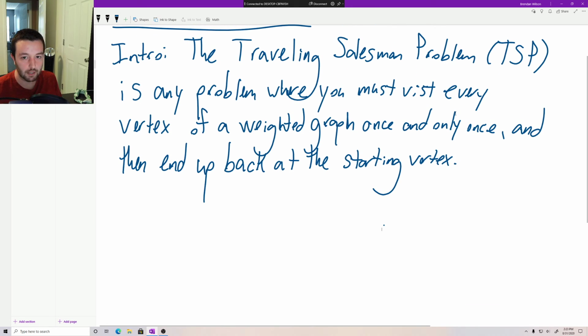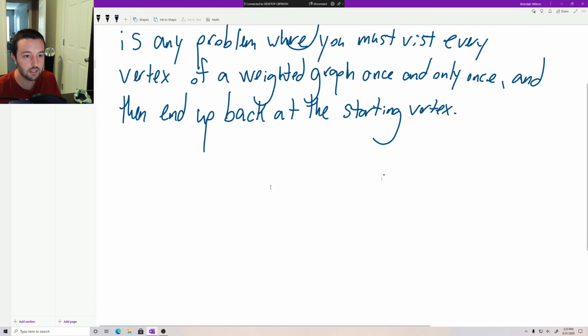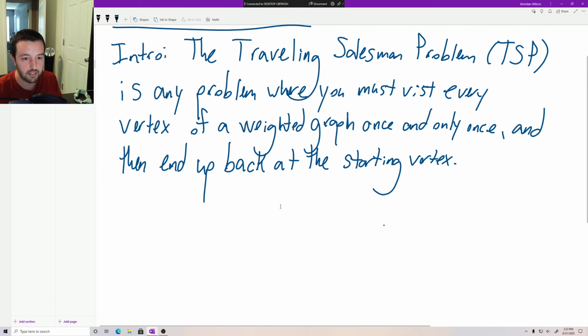So the traveling salesman problem is not just about salesmen. It could be applied to a lot of things like delivering packages. Some of the other ones the book gives are circuit boards, scheduling jobs in a machine, and running errands around town. Just any time where you want to visit every vertex once and only once, and you want to end back at the starting vertex. So maybe the starting vertex is your house. You want to start at your house, go to every house you want to sell to, and then back to your house.